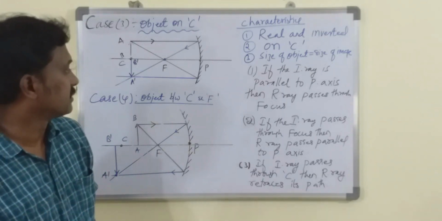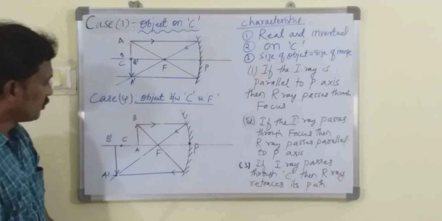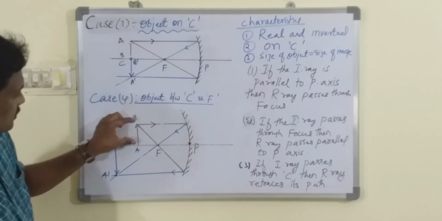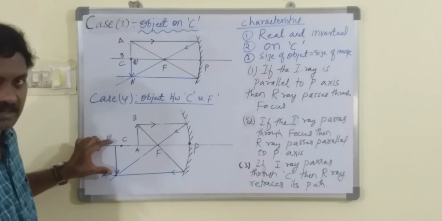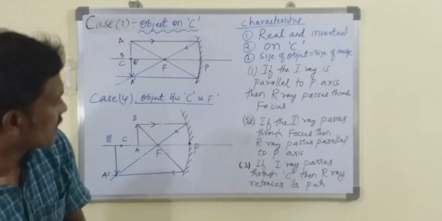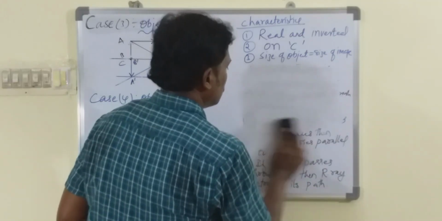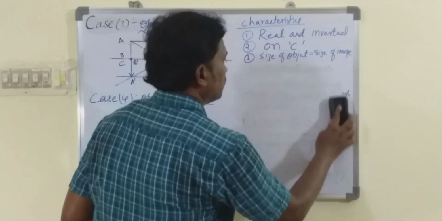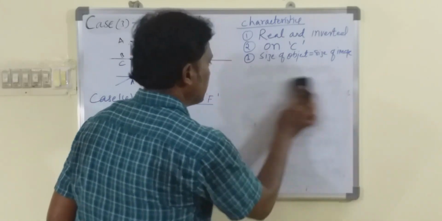Now let us write the characteristics, children. When you look at the image, look at the size of the image. This is the size of the object. The size of the image is increased. So as the size is increased, we say it's a magnified image. So let me write the characteristics. Now I am going to just rub these rules. Why? Because I hope you know very well about the rules now. Let me write the characteristics here.